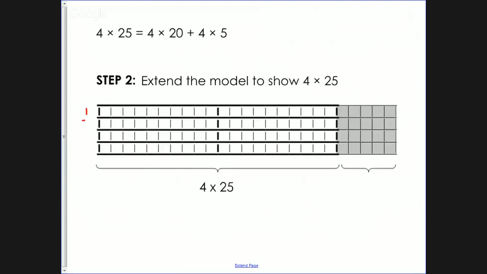We have 4 rows, so this is step 2, 4 rows with 25 in each row. So from here all the way across, we have 25. So that is 4 times 25.